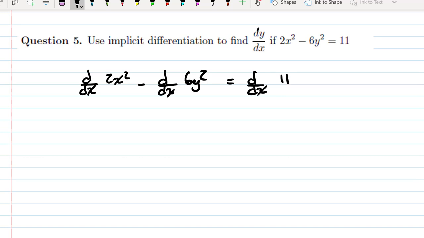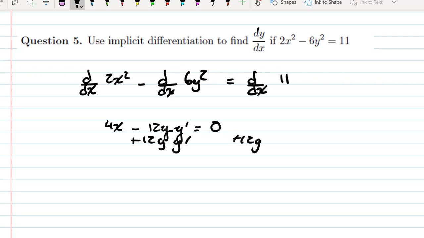So the derivative with respect to x of 2x squared is going to be 4x, minus the derivative of 6y squared, which is 12y, but we're differentiating y with respect to x, so we get a y prime, is equal to d/dx of 11, which is 0. So now we just need to solve this equation for y prime.